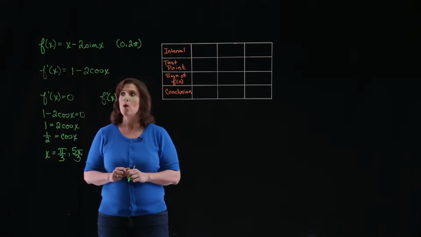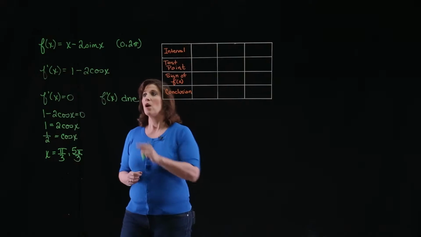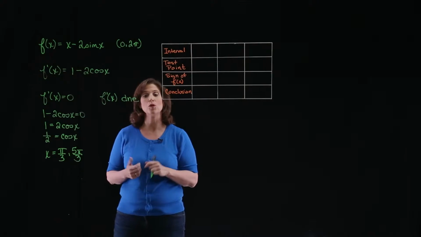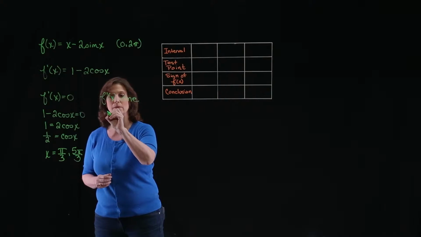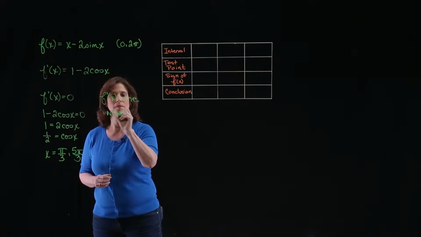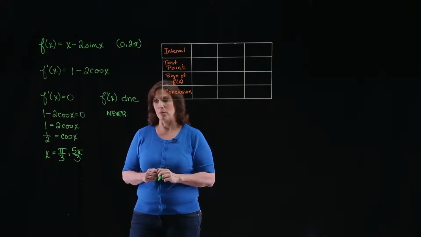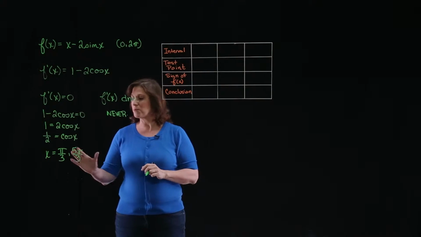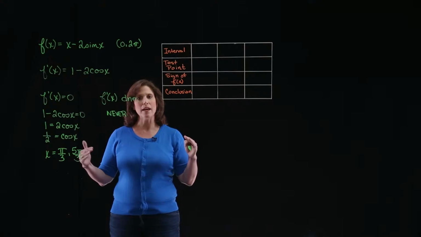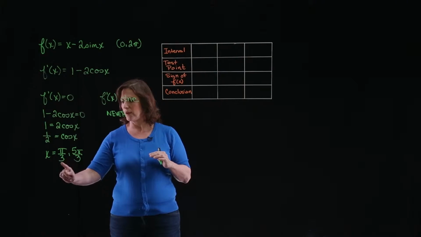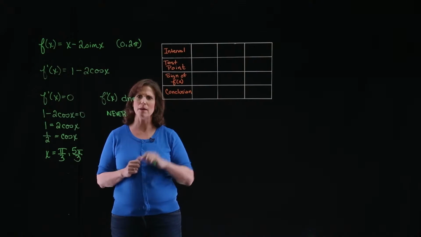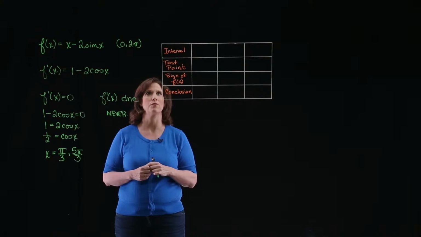Next, I have to consider, when does that derivative not exist? Well, 1 minus 2 cosine of x will always exist, so this never happens. All right, so I have my critical numbers. What I'm going to do now is split my interval up according to those 2 points. And I'm going to go ahead and put this in a table to help me organize my information.